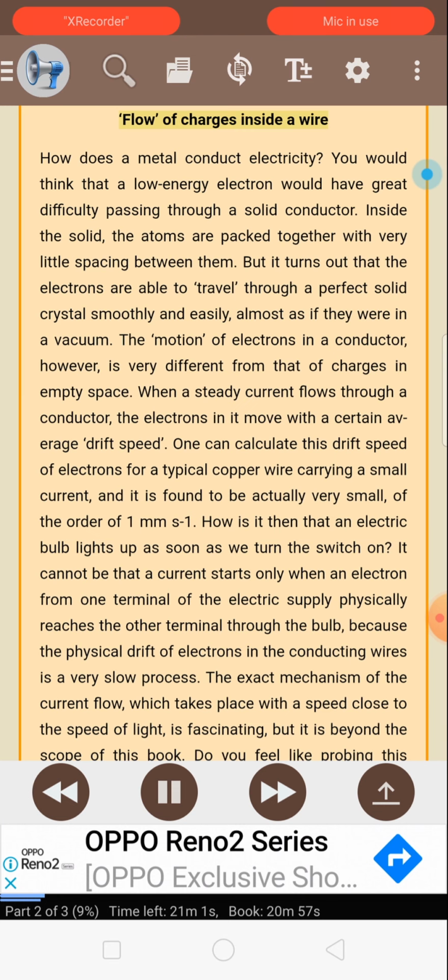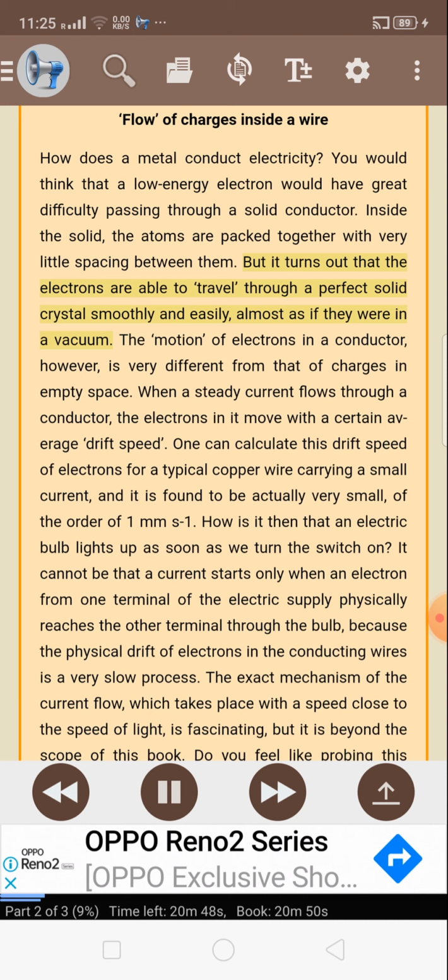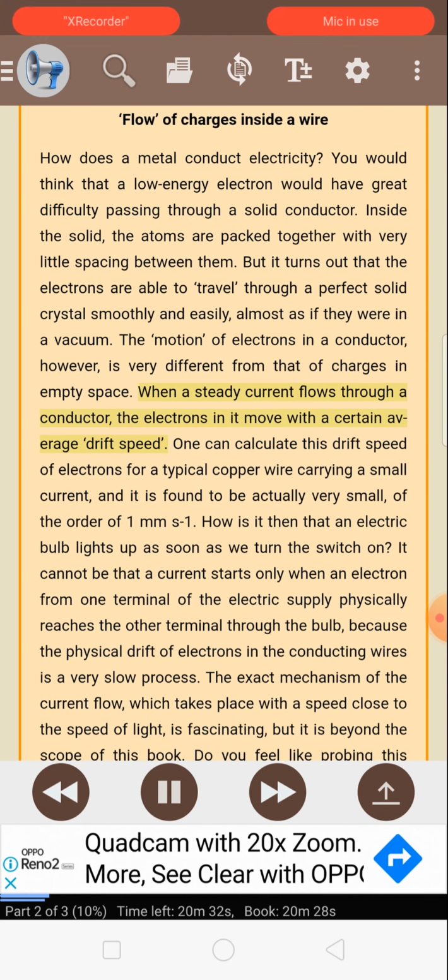More to know. Flow of charges inside a wire. How does a metal conduct electricity? You would think that a low-energy electron would have great difficulty passing through a solid conductor. Inside the solid, the atoms are packed together with very little spacing between them. But it turns out that the electrons are able to travel through a perfect solid crystal smoothly and easily, almost as if they were in a vacuum. The motion of electrons in a conductor, however, is very different from that of charges in empty space. When a steady current flows through a conductor, the electrons in it move with a certain average drift speed.